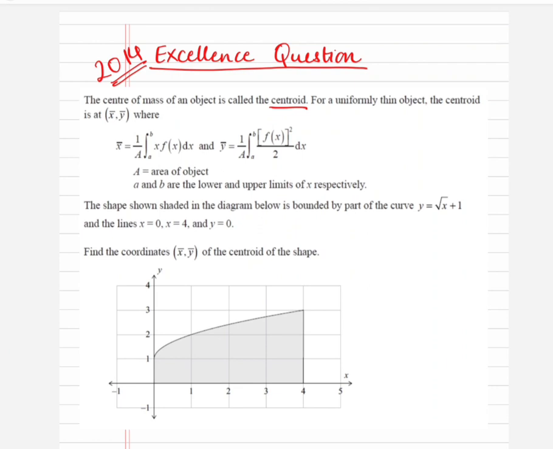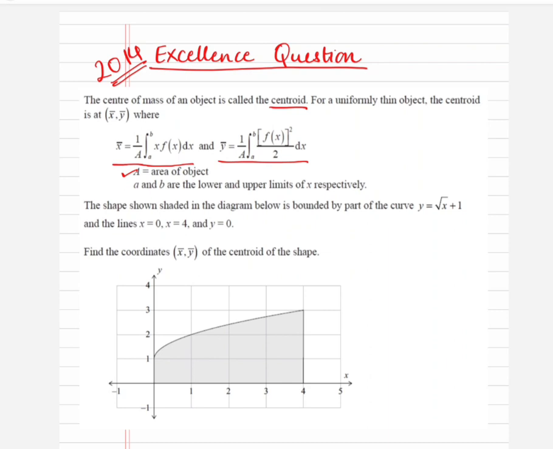For a uniformly thin object, the centroid is (x bar, y bar), where the equation is given for x bar and for y bar. Right? A is the area of the object, and a and b are the lower and upper limits of x respectively.